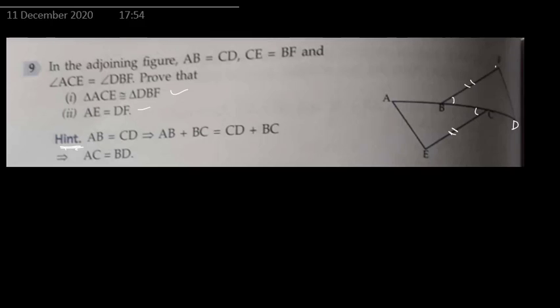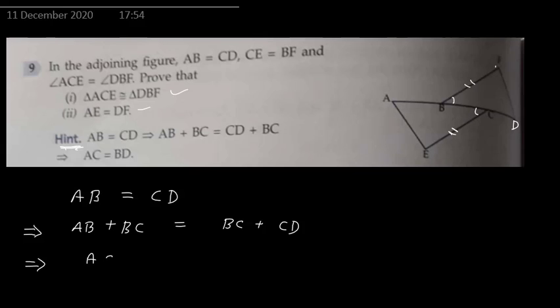So here we will start with AB equal to CD. This implies that if I add BC on both sides, I will get AB plus BC equal to BC plus CD. So this indicates that AC is equal to BD. So AC is equal to BD. This I will consider as equation 1.